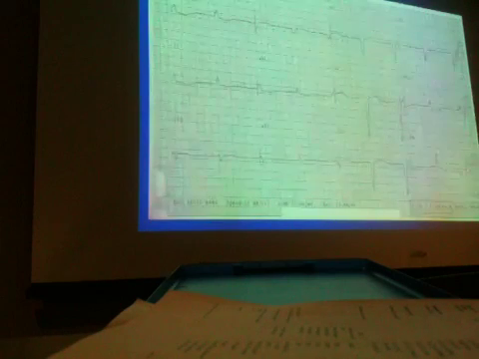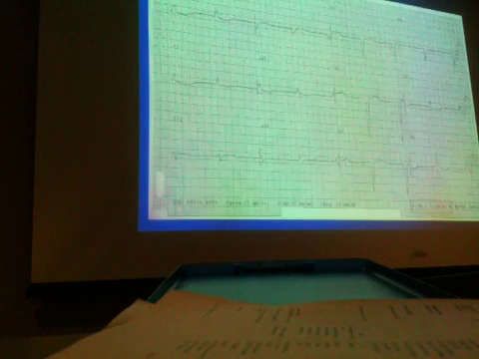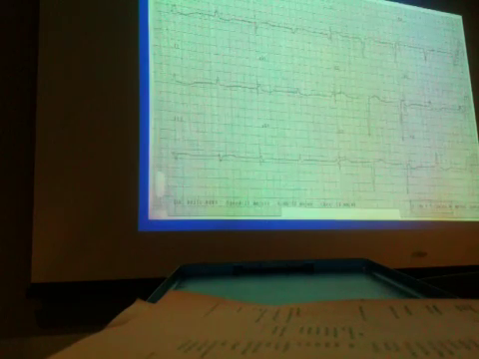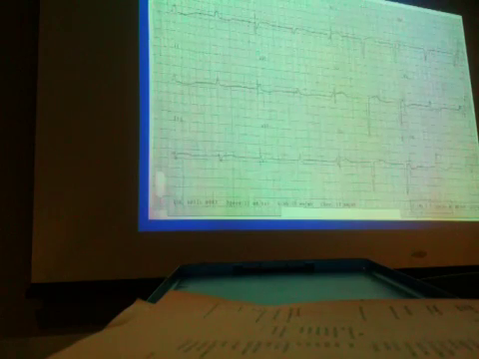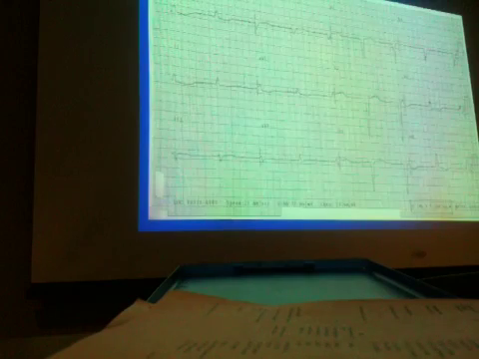Questions? Is the QRS, is that normally that wide? With first degree? No, this has nothing to do with the first degree. That's a secondary issue. Okay. This patient has a wide QRS, and it's a bundle branch pattern. Left bundle branch pattern.